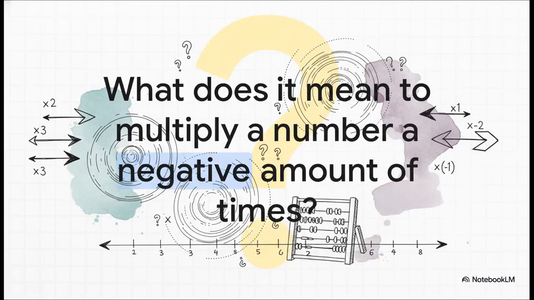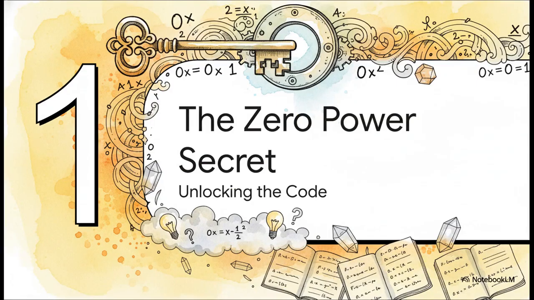So, here it is. This is the question that trips almost everyone up, right? I mean, multiplying something by itself 2 or 3 times? Easy. We can picture that. But a negative number of times? What does that even look like? It sounds like nonsense. The big secret is realizing it's not about negative multiplication at all. It's a different kind of instruction, one that's hiding in plain sight. So before we can even touch negative exponents, we've got to unlock the secret of the zero power first.